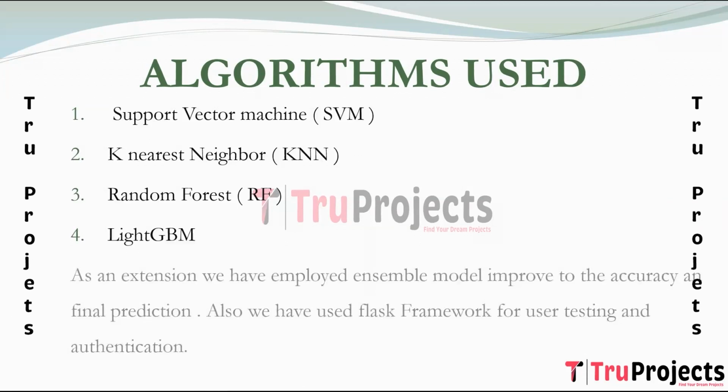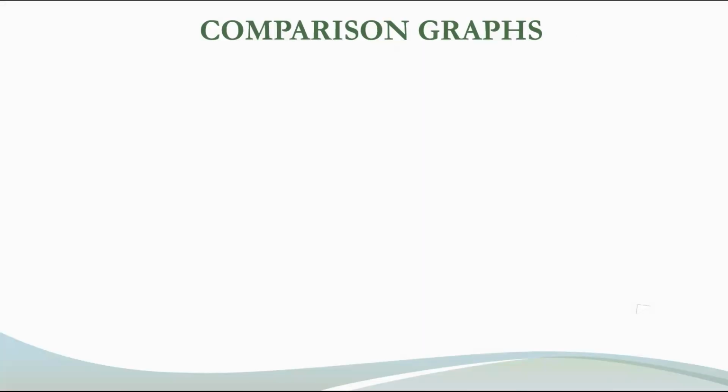As an extension, we employed ensemble models, improving the accuracy and final prediction. Also, we have used the Flask framework for user testing with user authentication. We have used the performance metrics, which are accuracy, precision, recall, and F1 score to evaluate this project. So here we have comparison graphs for all these metrics.